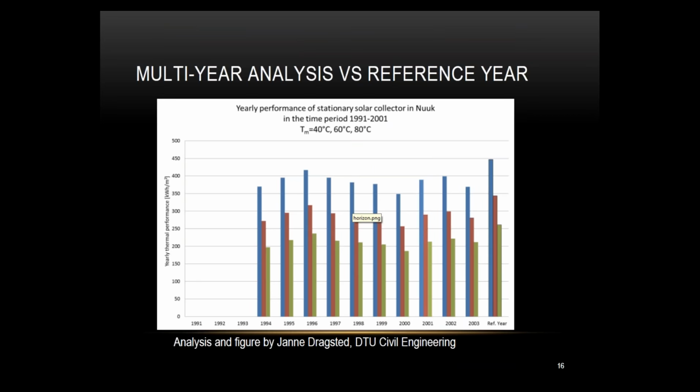Here's another example of multi-year analysis. This is also compared to a reference here. This is from Nuuk, the biggest city in Greenland, from the 1990s. And here you in fact see that the reference year has a higher yearly thermal performance than the other years, if you use this data set.